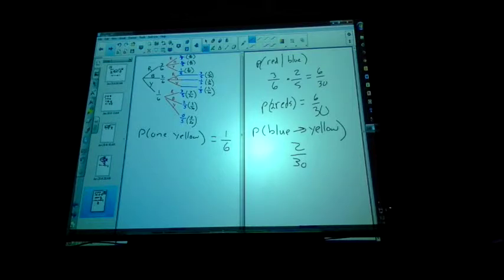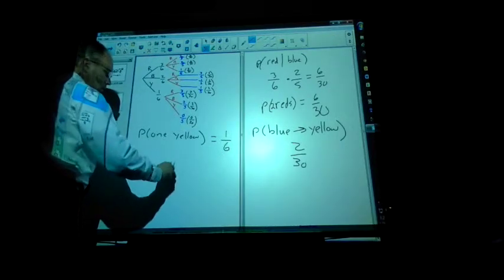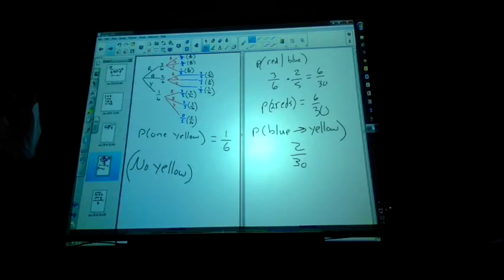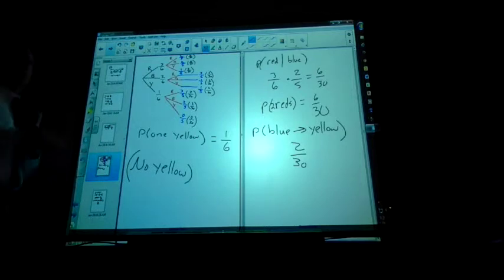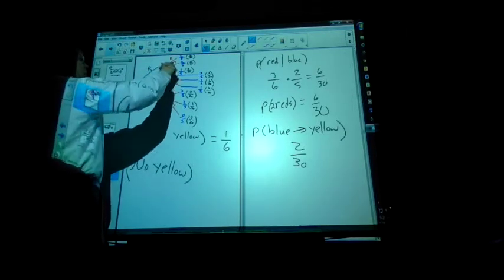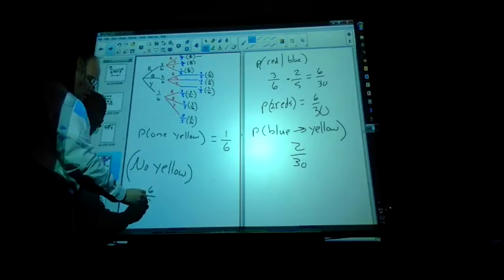No yellows. Okay? Which branch am I automatically eliminating on the black branches? The yellow one. So now I'm only interested in these 2. Okay? I don't want any yellows to be drawn. So these 2 are fine as long as I don't go yellow. So I know this one will work. So I get a 6 out of 30.